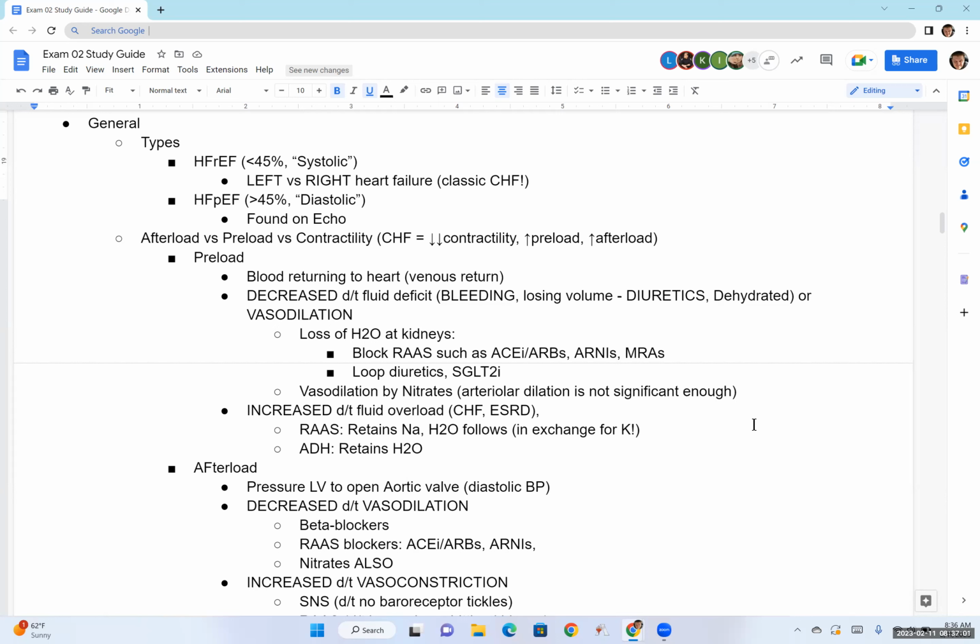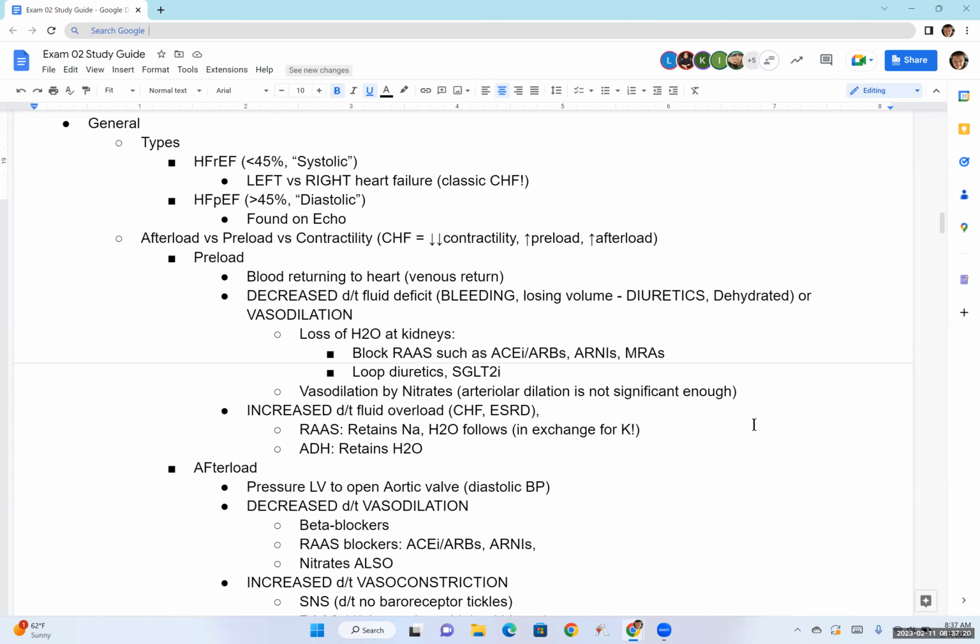Are we going to do preload or afterload? But that concept of preload and afterload is just physiology. So I recapped it there because maybe some of you have taken physiology 10 years ago, some of you took it last year or 6 months ago. So we're going to recap it there. So those are the things that all affect cardiac output, and then our meds are going to affect that.